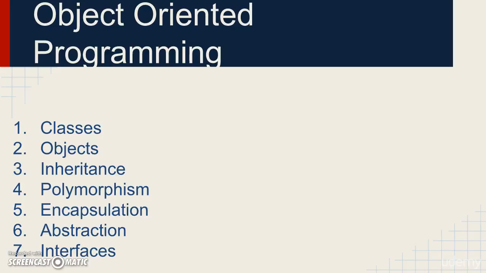These are some of the important topics, the building blocks of any object-oriented programming: classes, objects, inheritance, polymorphism, encapsulation, abstraction, and interfaces. We'll be seeing them one by one with example programs to understand them better.